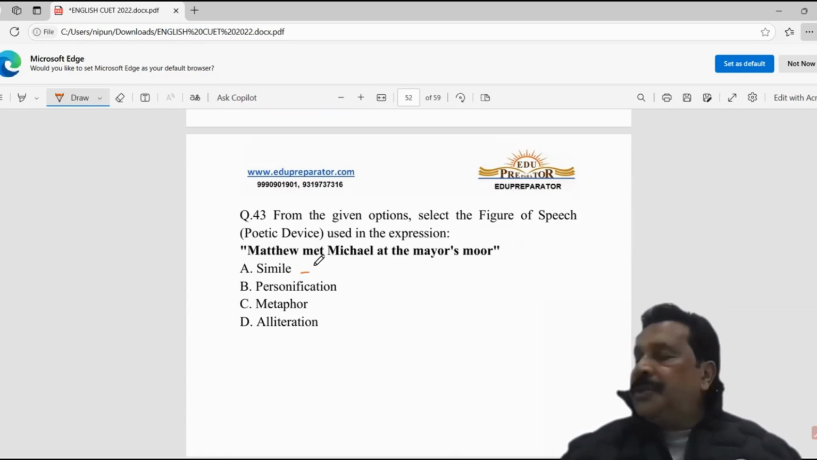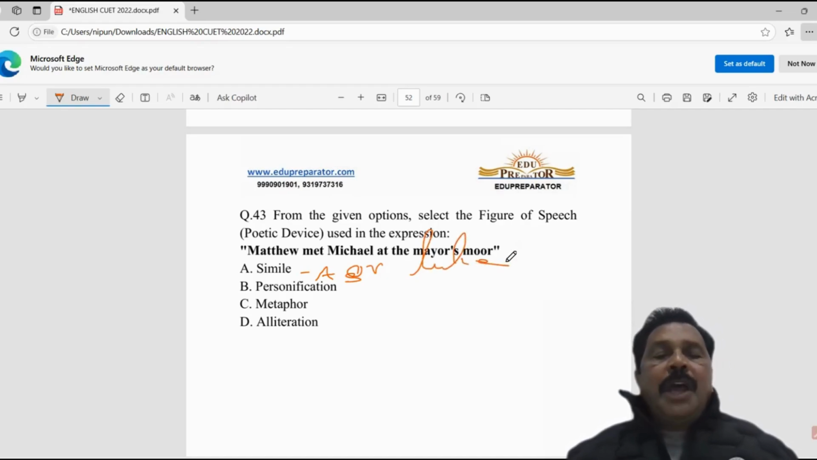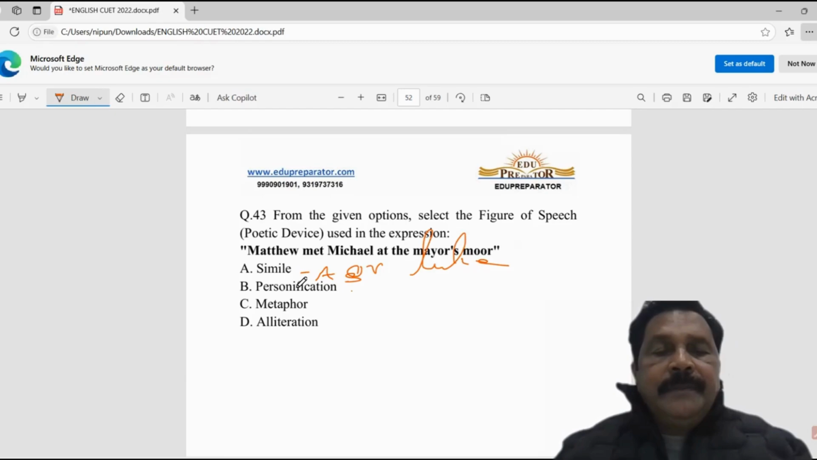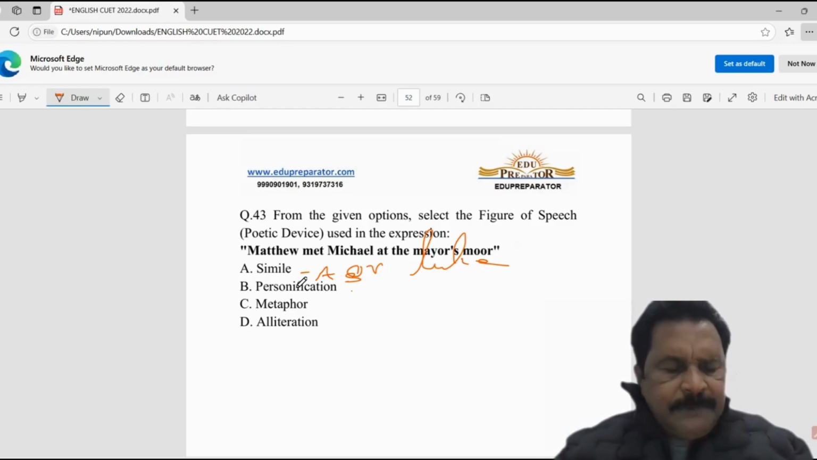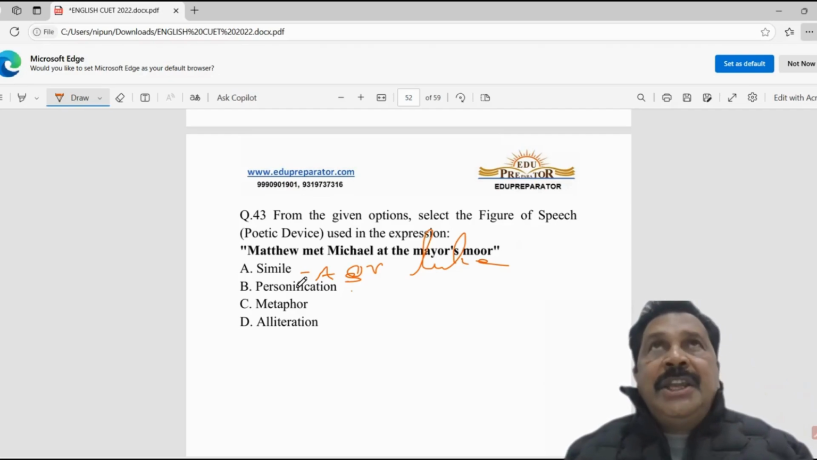Simile means always with 'as' or 'like'. Personification means non-living things are treated as living. Metaphor means indirect comparison. Let us see one example. Simile: as busy as a bee. Personification: flowers dance to the wind. Flowers will never dance, only the dancing is a human quality given to the flowers.